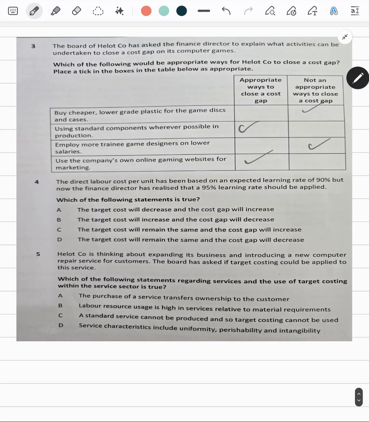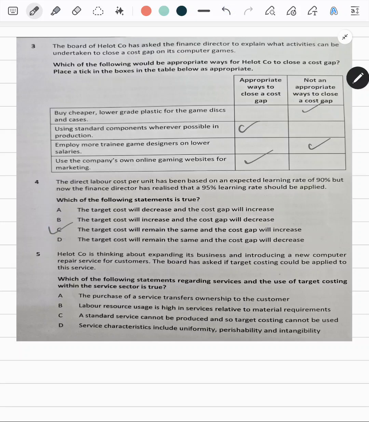Again, the direct labor cost per unit has been based on the expected learning rate of 90%. But now the finance director has realized that a 95% learning rate should be applied. So which of the following statements is true? The target cost will decrease and the cost gap will increase. The target cost will increase but the cost gap will decrease. The target cost will remain the same and the cost gap will increase. The target cost will remain the same and the cost gap will decrease. So in this case, C is the answer.